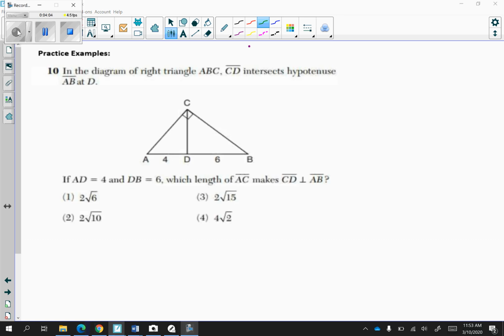Here's the next question. In the diagram of right triangle ABC, CD intersects hypotenuse AB at D. If AD is equal to 4 and DB is equal to 6, which length of AC makes CD perpendicular to AB? So I'm going to put a X where AC is, because that's what I'm asked to solve. Take a minute right now and pause the video to solve for X.